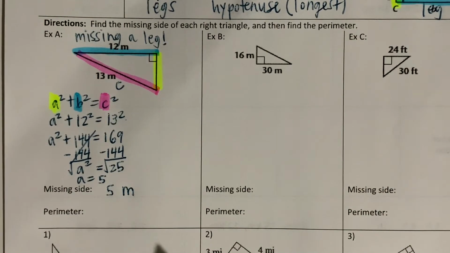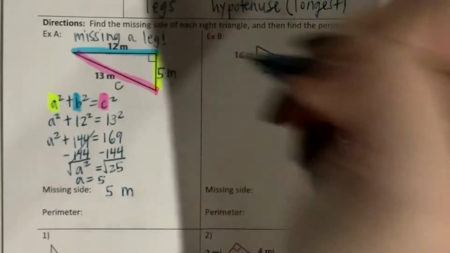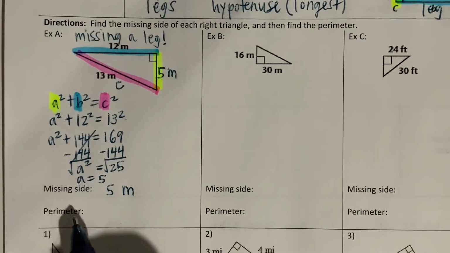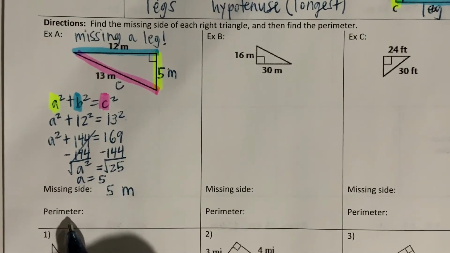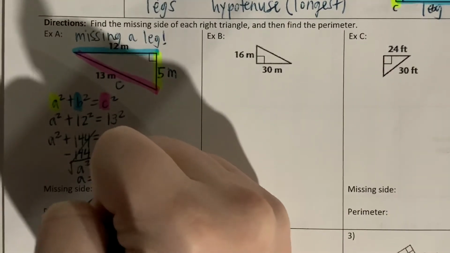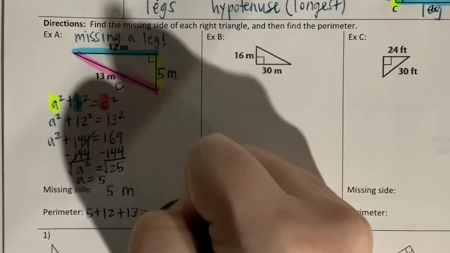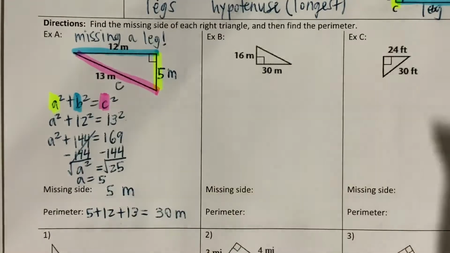And then I can use that to help me find the perimeter, now that I know that this missing piece was 5 meters. Perimeter means we add up all the sides. So I can do 5 plus 12 plus 13. And when I add those up, I'll get a perimeter of 30 meters.